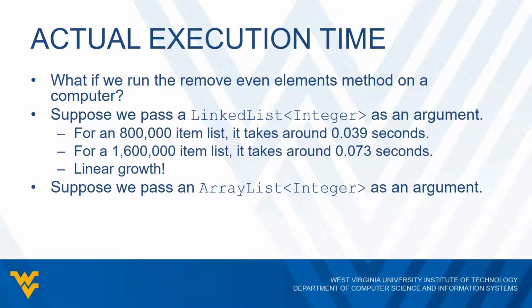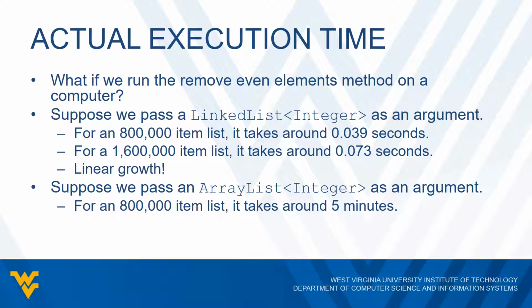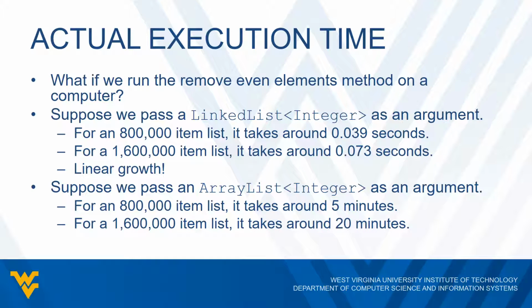Well, if we have the same size list for 800,000, it's going to take around 5 minutes. So that's a lot longer than the 0.039 seconds that we had with linked list. Now, what would happen if we doubled that? Well, if we went to 1.6 million, it would actually take around 20 minutes. So it's going to take 4 times as long, even though we only doubled the size of our list.